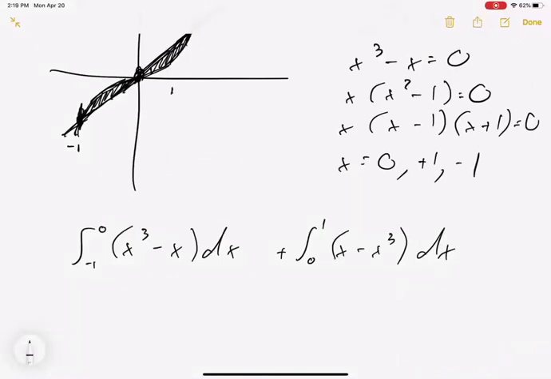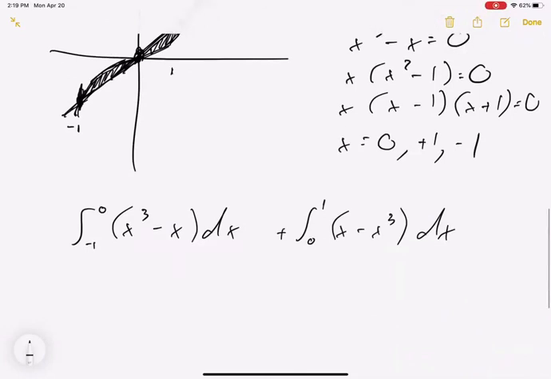And again, I think here it's pretty straightforward. I'm not going to solve through the integrals to get the actual answer. You guys can do that on your own.